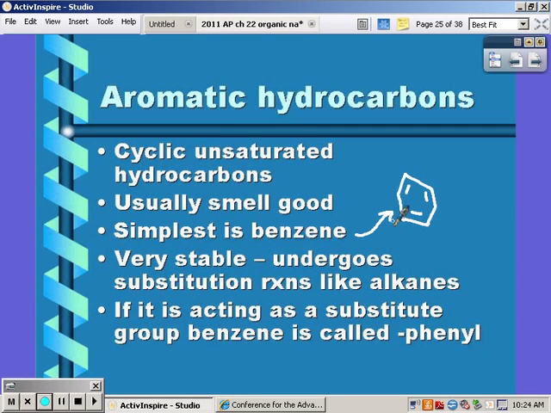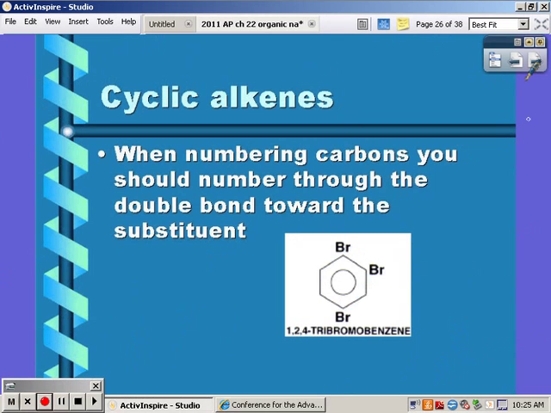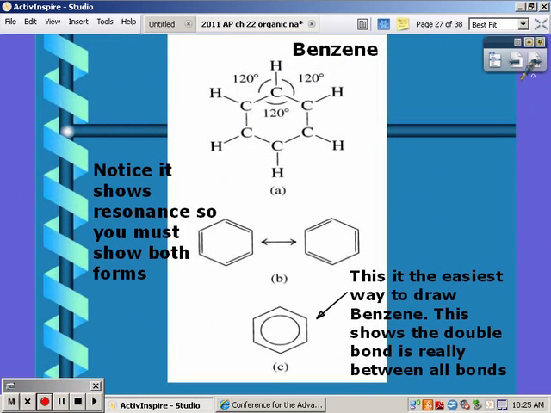Benzene is a 6-carbon ring with double bonds alternating every other bond. You can draw it like this, but if so, then you would need to draw both structures because it displays resonance. Or you can draw it like a hexagon with a circle in the middle, showing that the double bond is spread throughout. With cyclic alkenes, when numbering carbons, you should number through the double bond towards the substituent. And here's another picture of benzene showing the 2 ways that you can draw it.